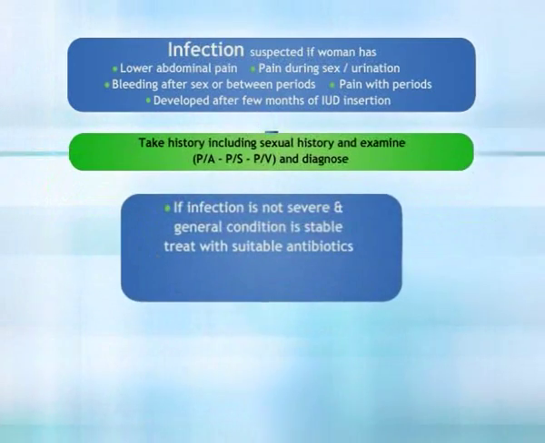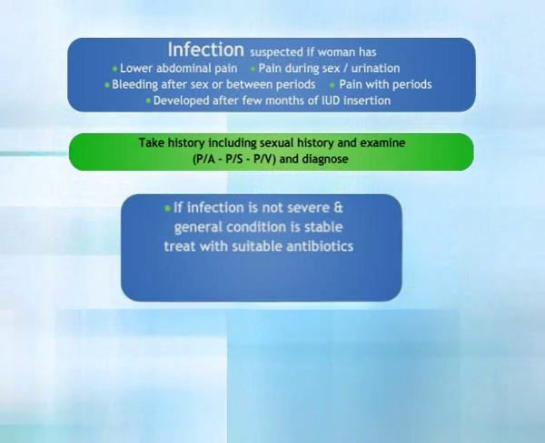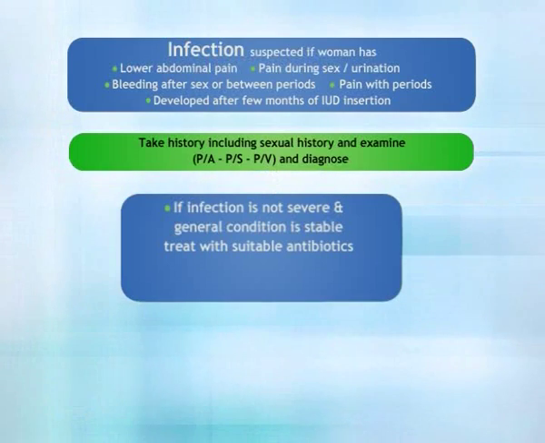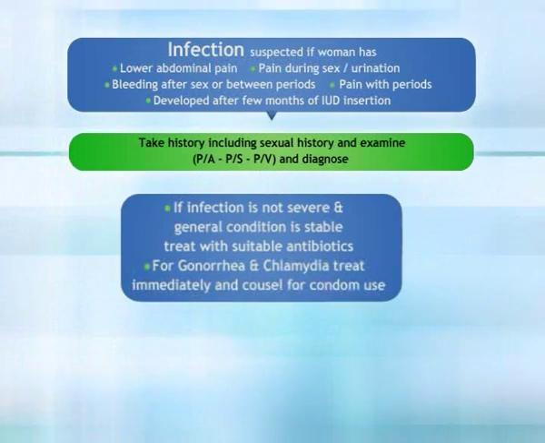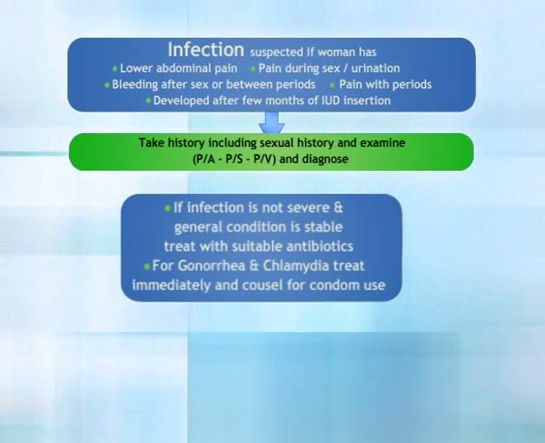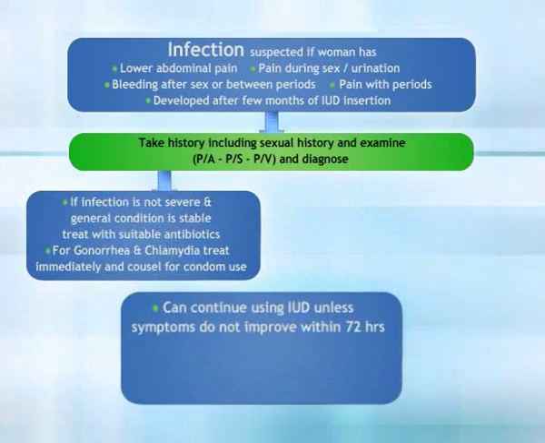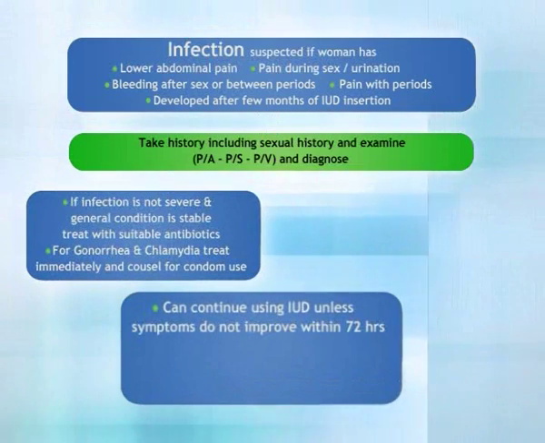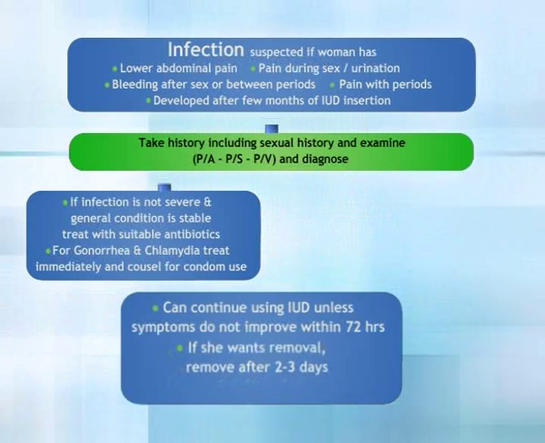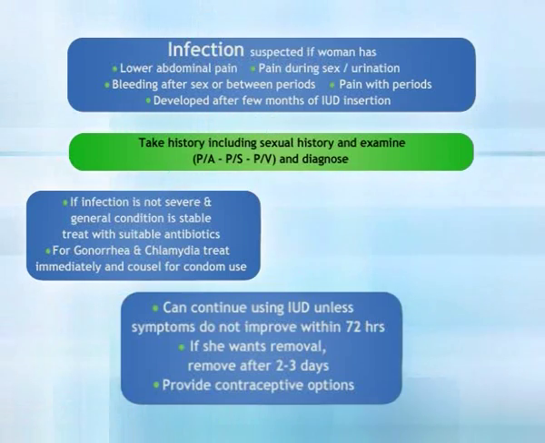If infection is not severe and the client's general condition is stable, treat the infection by prescribing a suitable antibiotic. For sexually transmitted infections such as gonorrhea or chlamydia, the client should be treated and the couple urged to use condoms. The client can continue using the IUD unless her symptoms do not improve within 72 hours. However, if she wants the IUD removed, take it out 2 to 3 days after the antibiotic treatment has been started and provide alternative contraceptive options.